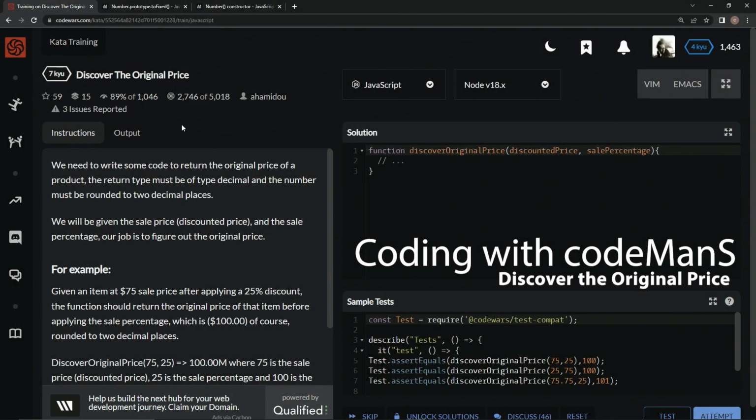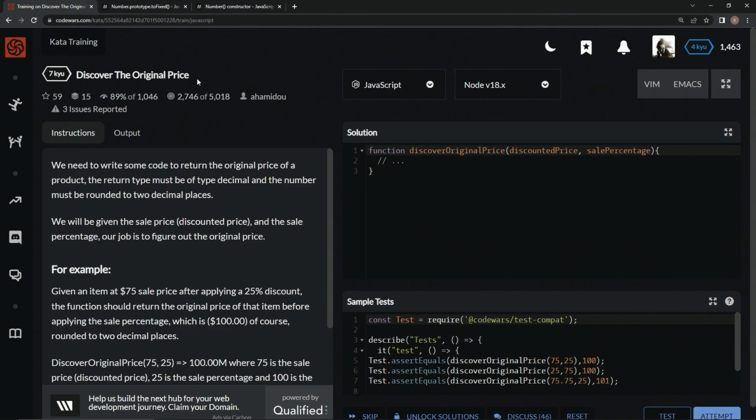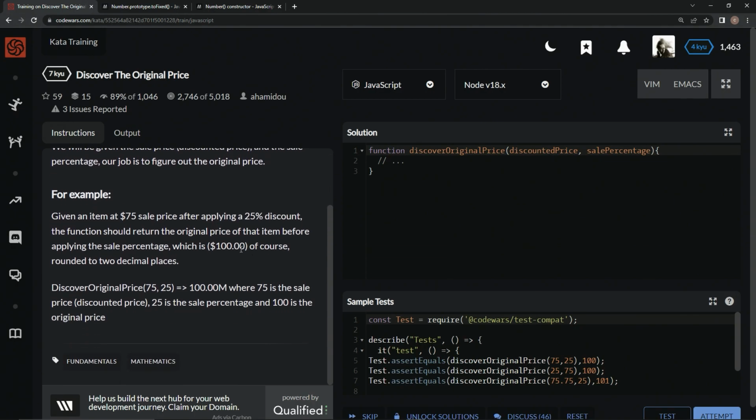All right, now we're doing 7Q Discover the Original Price. This is by Ahami Dao, and 89% of the people like it. We need to write some code to return the original price of a product. The return type must be of type decimal, and the number must be rounded to 2 decimal places. We will be given the sale price, which is going to be the discounted price, and the sale percentage, and our job is to figure out the original price.